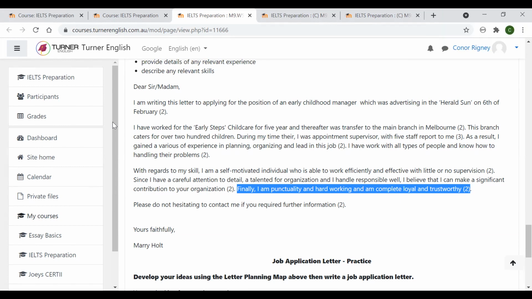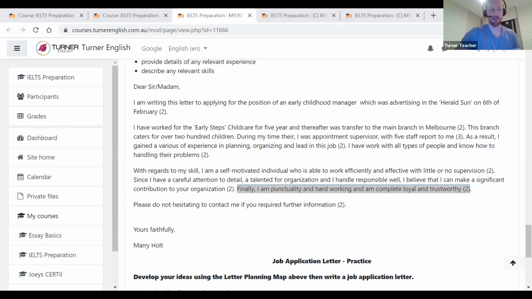Yuanga? Finally, I am punctuality and hardworking and complete, loyal and trustworthy. Okay, so what are the mistakes here? Punctuality, punctual. Hard work, hard worker.